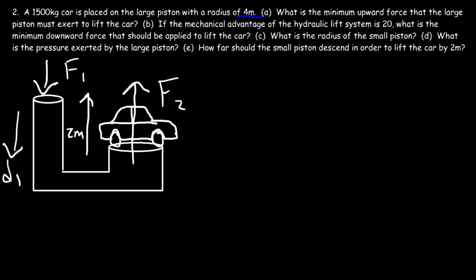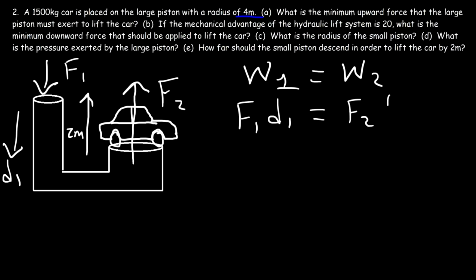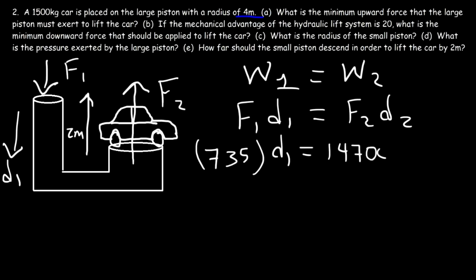The easiest way to get the answer is to use conservation of energy. So the work done by the small piston is equal to the work done by the large piston. Or rather, the work done on the small piston is equal to the work done by the large piston. So F1 D1 is equal to F2 D2. So F1, we said, was 735 newtons. And D1, we're going to push down the small piston by some unknown amount. We need to calculate D1. And F2, that's the large force, that's 14,700. And we know that D2 is 2 meters. That's how high the car is being lifted up.